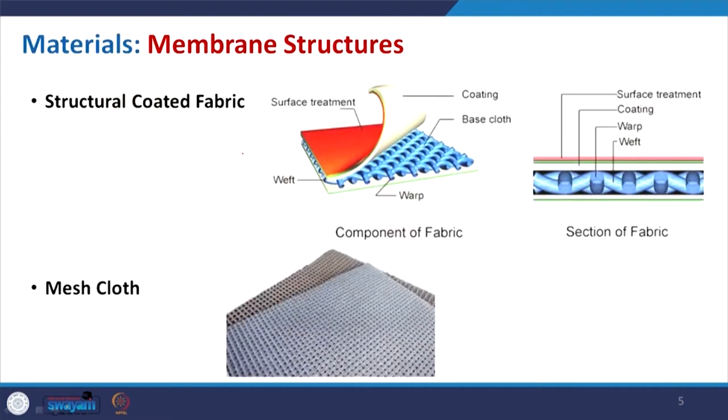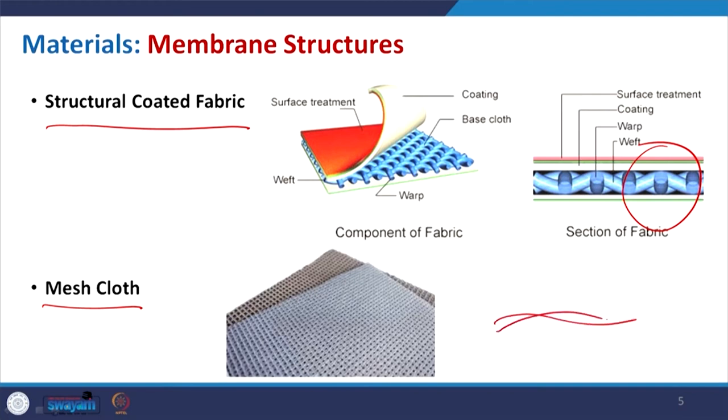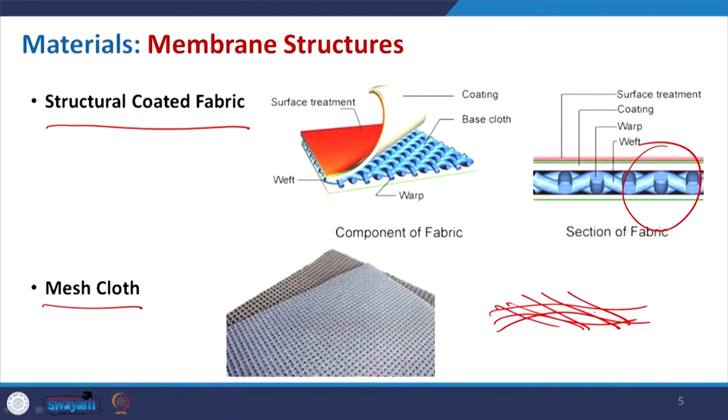Now, coming to the membrane, if we classify them broadly, there are two categories. Category number one is structural coated fabric, and the other one is mesh cloth. So what exactly are they? Structural coated fabric again has the mesh. If you see, this is a typical cross section of that, where the fabrics run vertical and horizontal, like your two-way x and y directions, making this arrangement, and this woven form is then protected with a structural coat.